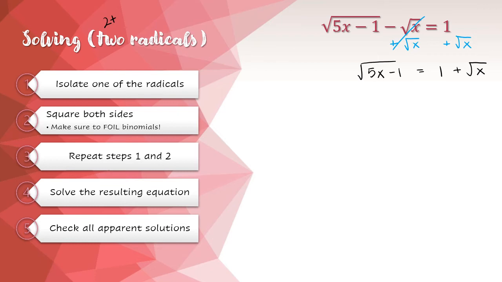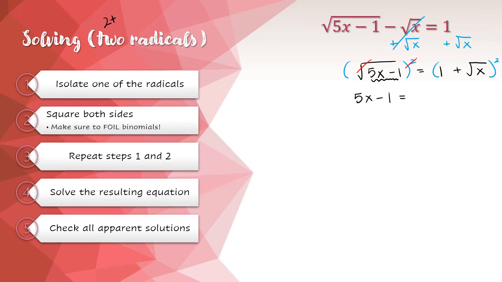Step 2 is also, we need to now square both sides, and again, remember to FOIL any binomials. So I'm going to square the left-hand side and square the right-hand side. Like we talked about before, when we square a square root, those undo each other. Those are inverse operations. So on the left, we'll just have 5x minus 1, that radicand, the stuff underneath the radical. Now, what about the other side here, though?